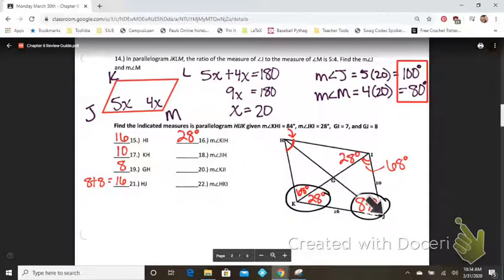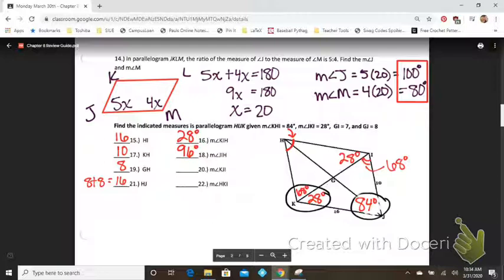JIH. Well, we already found the two pieces. We just need to add them together. So 68 plus 28 would give us 96. A different way you could reason through it would be to take 180 minus 84, since these two big angles have to be supplementary.